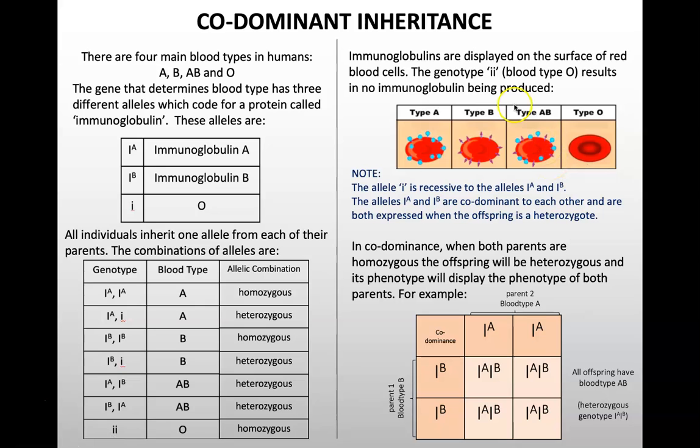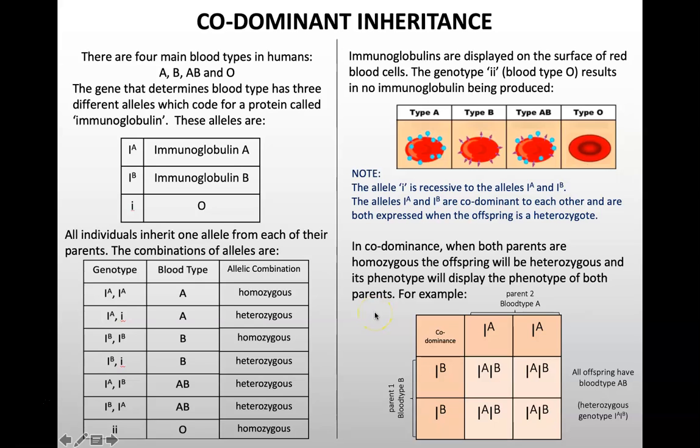Now genotype lowercase i, blood type O, results in no protein being produced at all, and so these type O blood cells don't have any of these immunoglobulin markers on them. Okay. All right, so here we have our codominance. In this example, we're looking at codominant inheritance, not recessive versus dominant, but just these two codominant alleles.